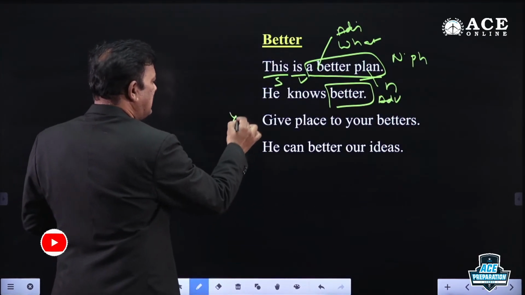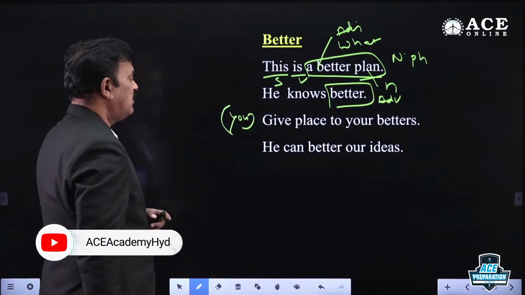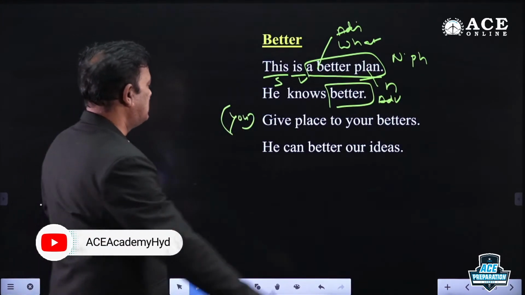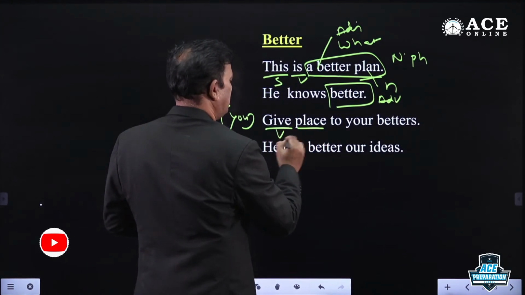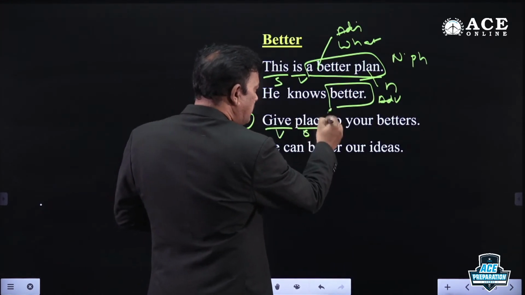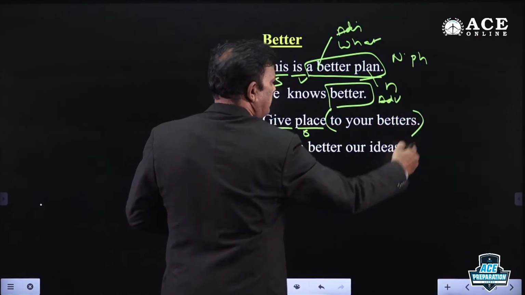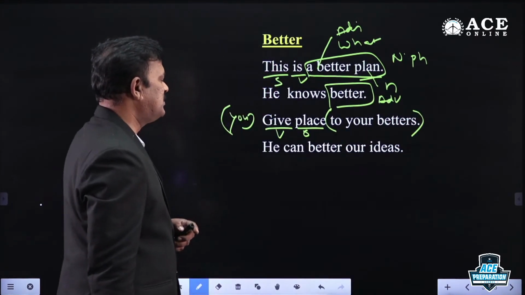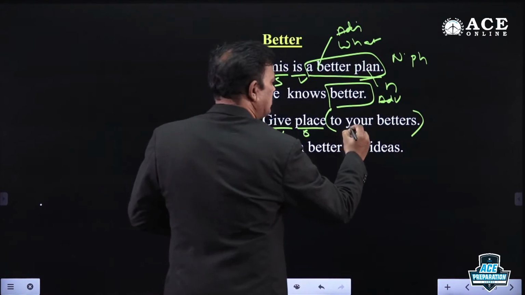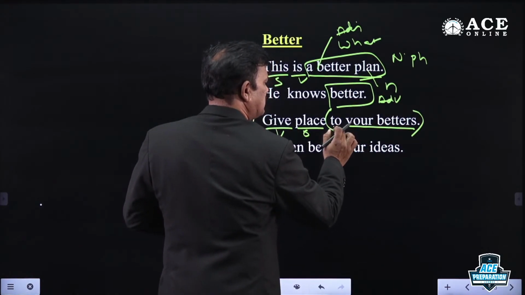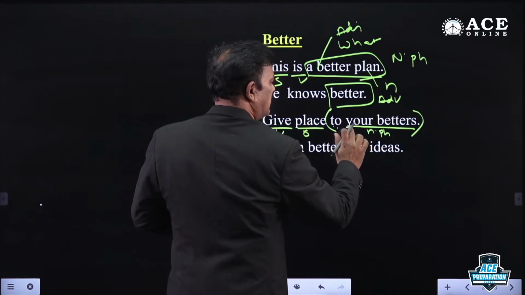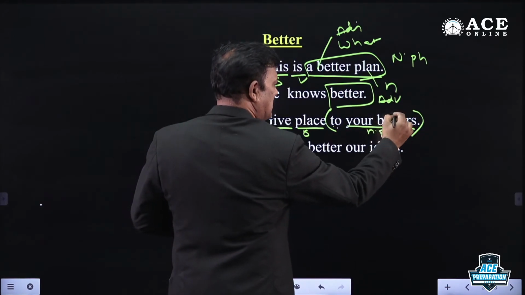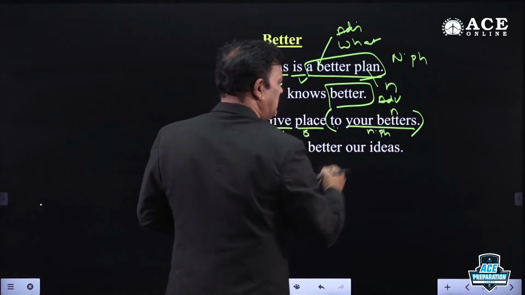There is one implied subject here. You don't worry about that. You place to your betters. This is verb. Object. Preposition. To whom. This is to and this is a noun phrase. Okay. And the last word of a noun phrase is a noun.